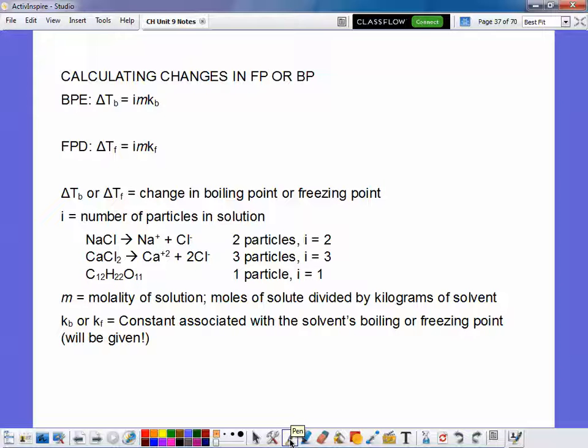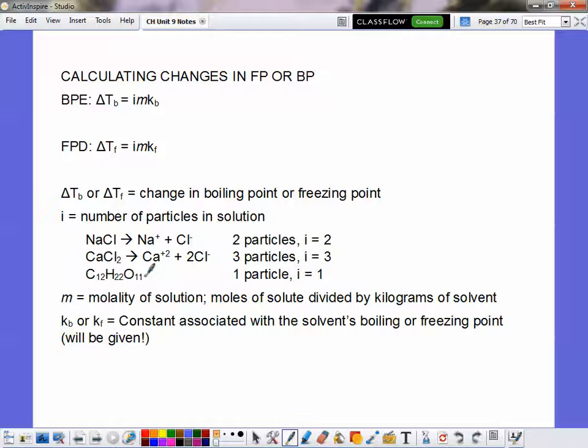So if it's an ionic compound, remember we talked about this last time, if it's an ionic compound, that compound completely dissociates in solution, which means it can break up into its ions. So for example, sodium chloride, NaCl, when it dissolves in water, it breaks up into Na+ and Cl-. That makes two particles in solution. That's how we're getting two particles. So i would be 2 for NaCl. For CaCl2, it breaks down into Ca2+ and 2 chloride ions, so i is 3.